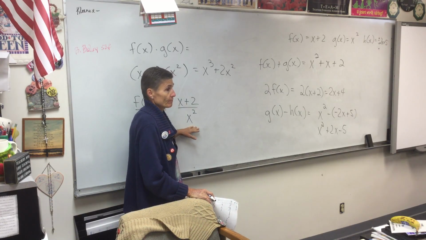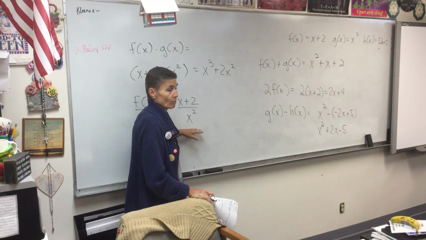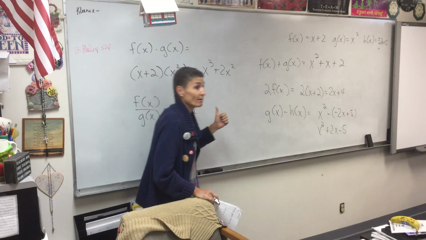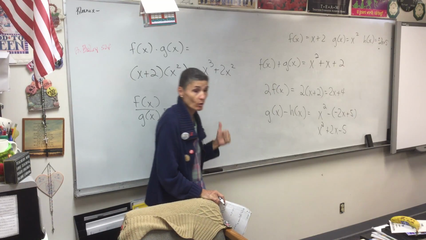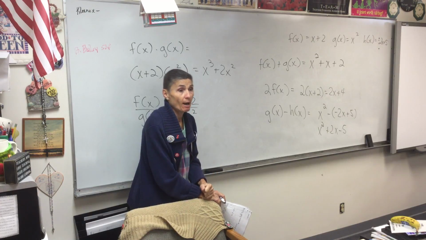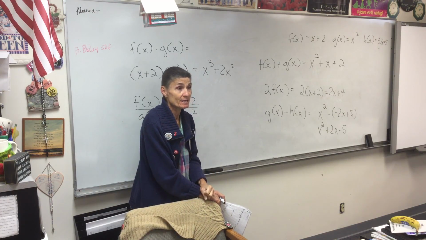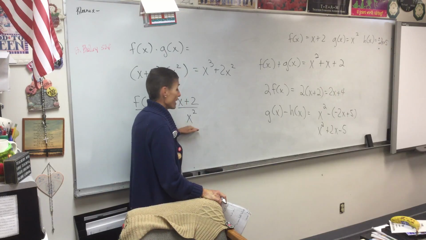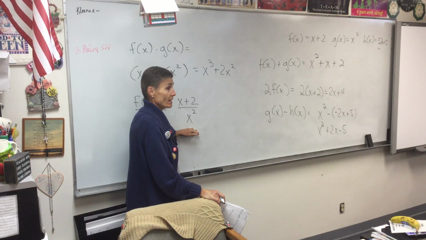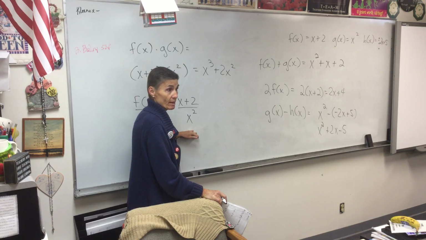How about here? X cannot be 0. Your domain is x cannot be 0. Why? We got a fraction. And what do we know about fractions? Denominators cannot be 0. So x can't be 0 is your domain for this one. Okay?